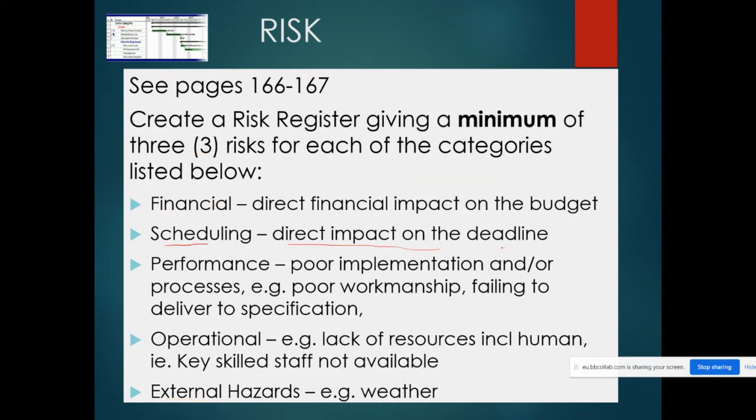Scheduling risk is a direct impact on the deadline of the project. That's usually just something taking longer than you anticipated, a delay in deliveries or something like that.